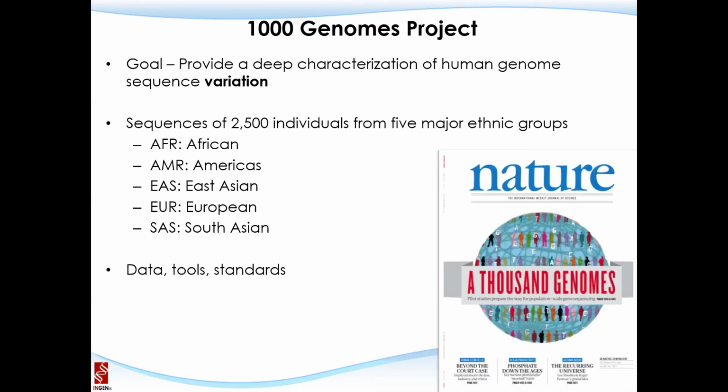So the first one is the 1000 Genomes Project, and I mentioned this earlier. The goal here is to provide a deep characterization of human genome sequence variations. Through the Human Genome Project, we know what sequence defines a human, but the goal here is to see how different we are. Eventually they sequenced 2,500 individuals, 500 from each of the major ethnic groups. So you can see they are listed here. And the data is online.